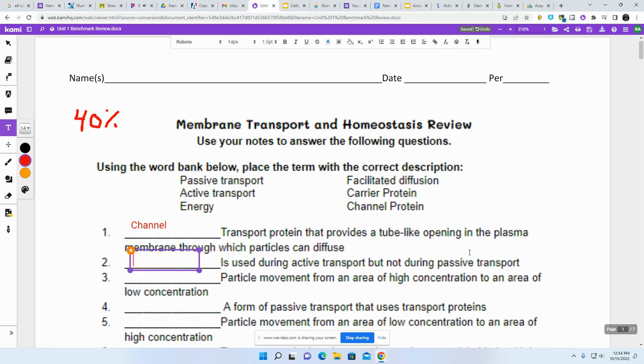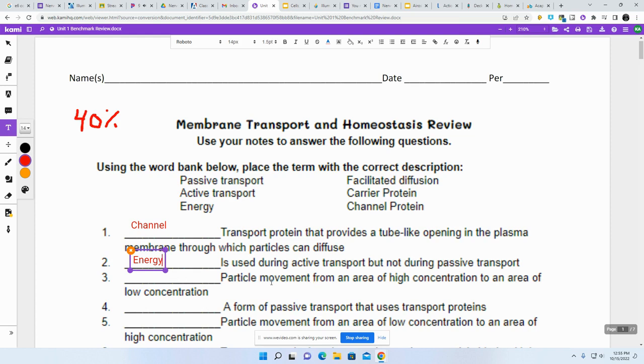Blank is used during active transport. Whenever you're active, you're moving around. This is when things are being moved from low concentration to high concentration, and we need energy. Energy is required for that, to move things where they don't want to go. Remember, passive transport does not require any energy because things are going from high concentration to low. They want to go there anyways, so you don't have to use energy to make them go.